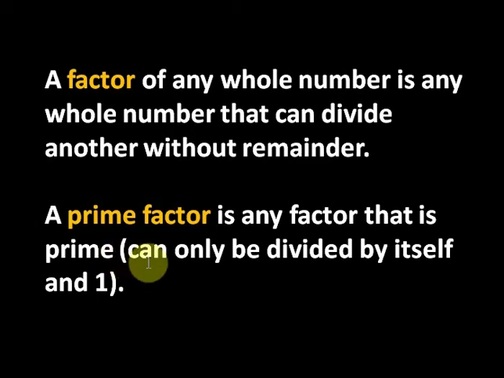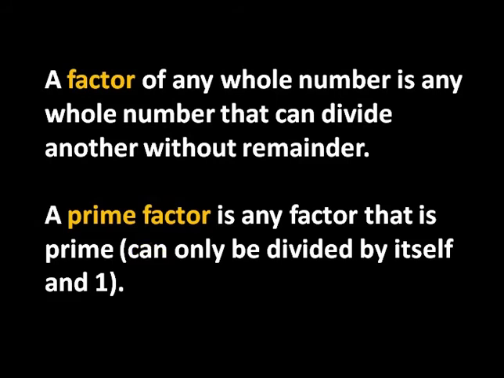4 can be divided by 2. It can also be divided by 4, and can also be divided by 1. So 4 is not a prime factor. But 2 can be divided by itself and 1 only. 3 can be divided by itself and 1 only. So that makes them the prime factors of 12. But 6, 12, and 4 are not prime factors of 12 because they can be divided by more than just itself and 1.